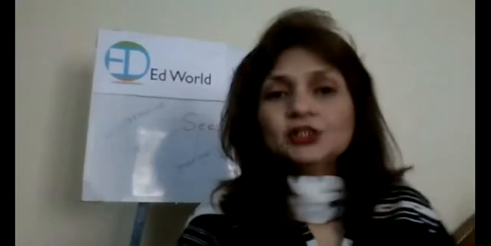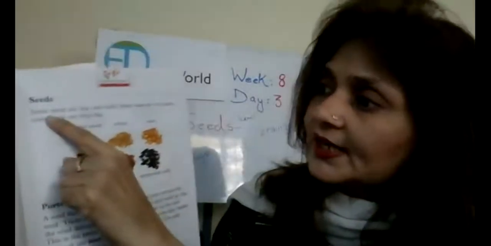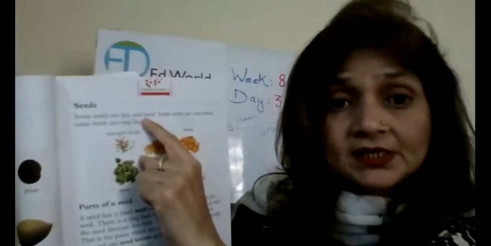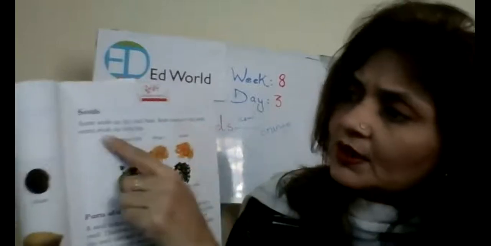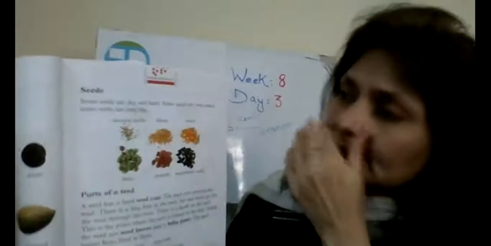Now when you look at your book, you can find on page 35 they have given a picture of seeds, right? Now what it says: some seeds are dry and hard. Some seeds are very small. Some seeds are very big. Like you can see, these are different seeds.